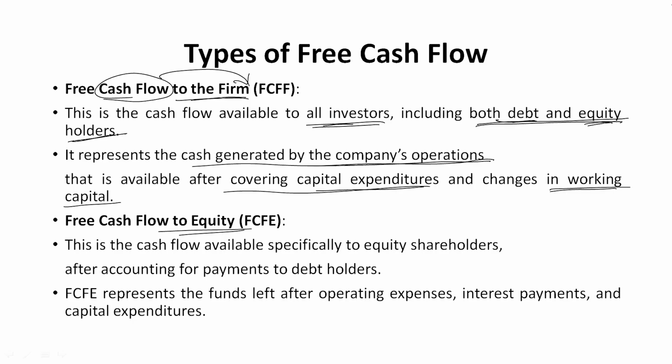Second is free cash flow to equity. So what do you mean by free cash flow to equity? This is the cash flow which is available to the equity shareholders. And what is the amount which will be available to equity shareholders after you have made all the payments to the debt holders, and I can also include the preference shareholders. After paying the debt holders and preference shareholders, whatever amount is left is considered to be the free cash flow to equity.